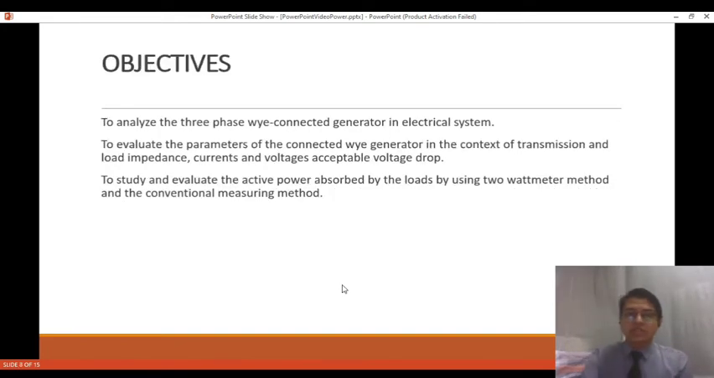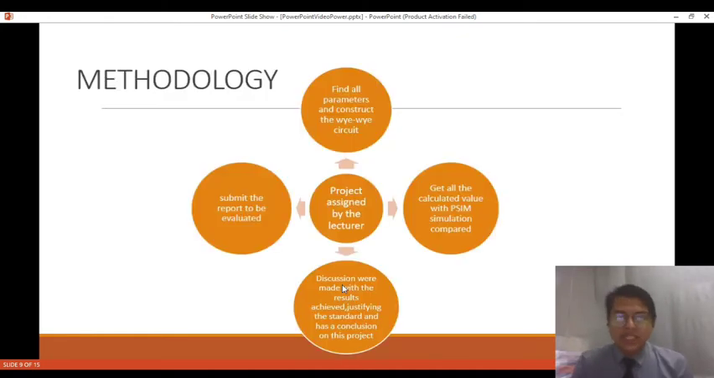Okay, next we continue with the objectives. First, to analyze the three-phase Y-connected generator in an electrical system. Two, to evaluate the parameters of the connected Y generator in the context of transmission and load impedance, currents, and acceptable voltage drop. And three, to study and evaluate the active power absorbed by the loads by using the two-wattmeter method and the conventional measuring method.